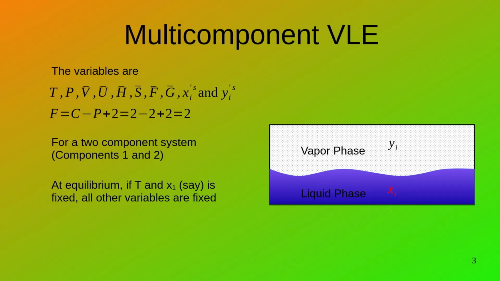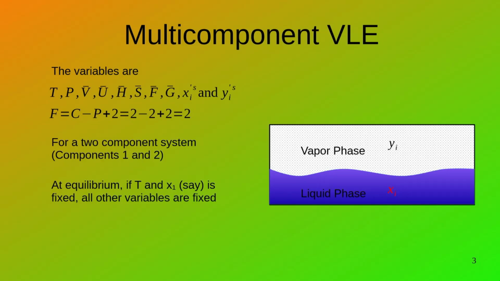Well, if the temperature is fixed, then we can say that y1 and y2 also are fixed. And the pressure is fixed, the internal energy of the vapor and the liquid phase is fixed, the enthalpy of both the phases is fixed, so is the entropy, and so is the Gibbs free energy. Also, the specific volumes of both the phases are fixed. Now, such a conclusion can be used to understand systems.